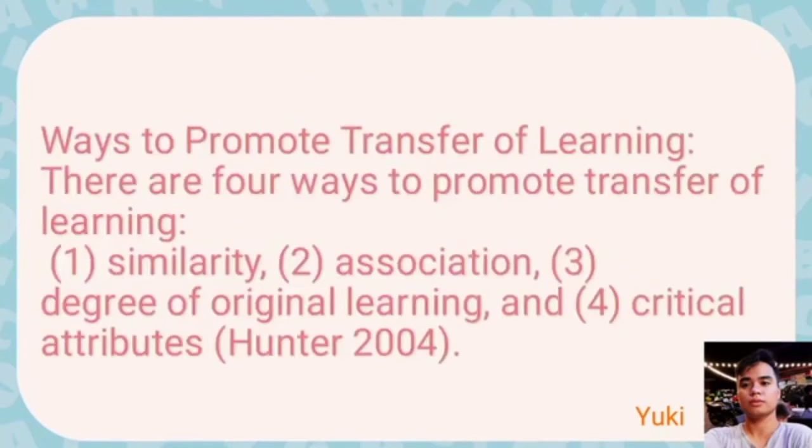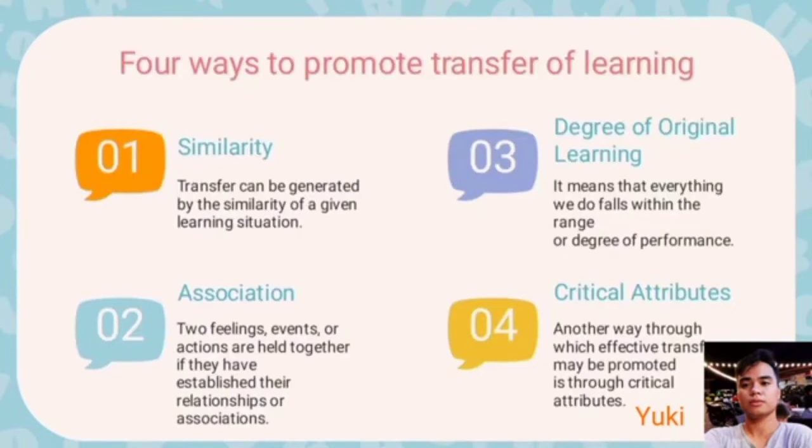There are four ways to promote transfer of learning: 1. Similarity, 2. Association, 3. Degree of original learning, and 4. Critical attributes. First, similarity. Transfer can be generated by the similarity of a given learning situation. If something is being learned, that learning can also be used in another similar situation. Second, association. Two feelings, events, or actions are held together if they have established their relationship or association. If they have created their special power to form associations, they can create a special bond that makes them inseparable.